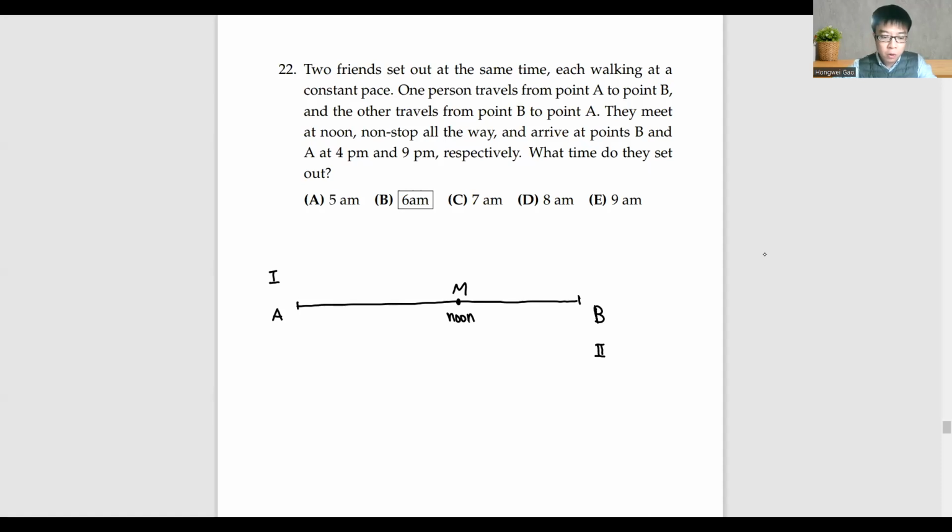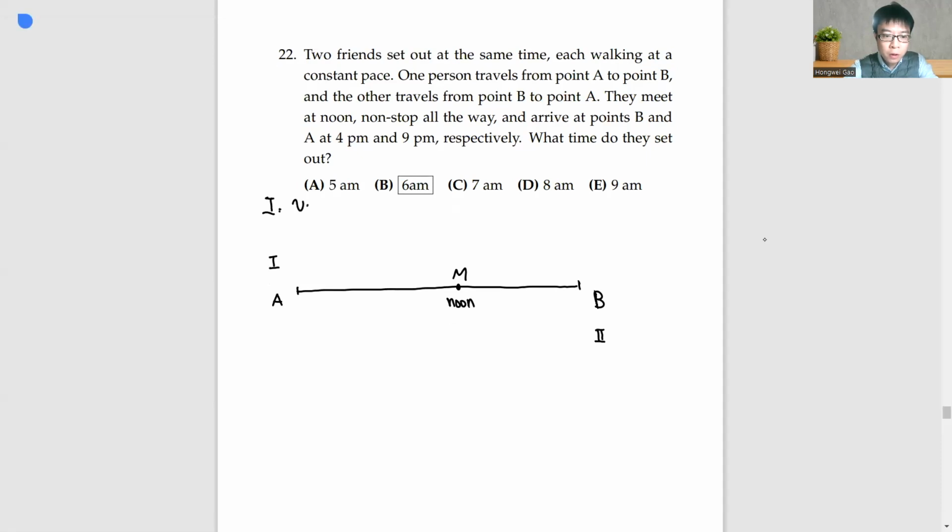So let me call these two persons 1 and 2. For person 1, we assume the speed is v1. For person 2, let me call the speed v2, okay? So person 1 starts walking from A to B, and person 2 from B to A. Now they meet at a point at noon. Let me call this point N. Suppose they walked T hours in the morning.